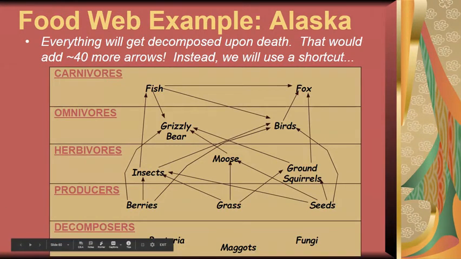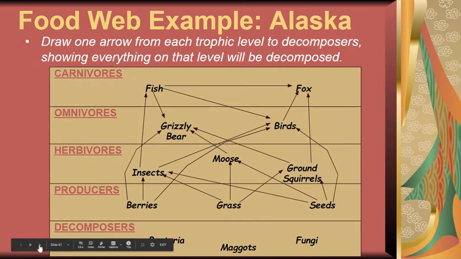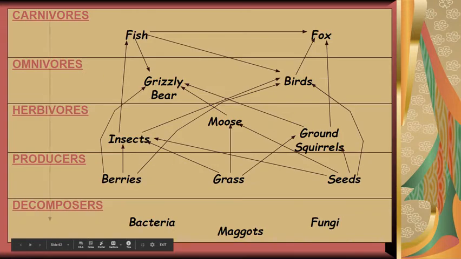So now back to the decomposers. Everything on our food web will get decomposed upon death. And if we were to show that, that would add approximately 40 more arrows. So instead, we're going to use a shortcut for the decomposers. We will draw 1 arrow from each trophic level to the decomposers, showing everything on that level will be decomposed.